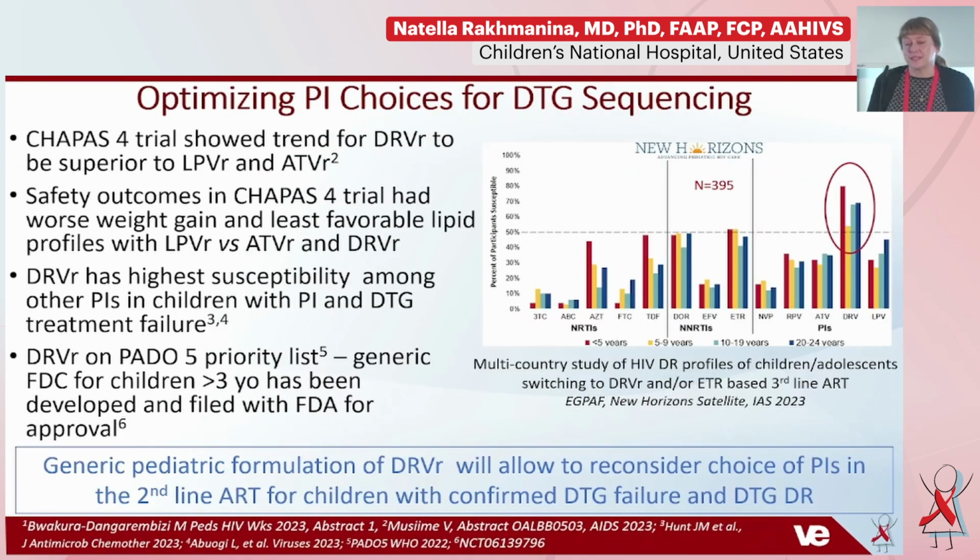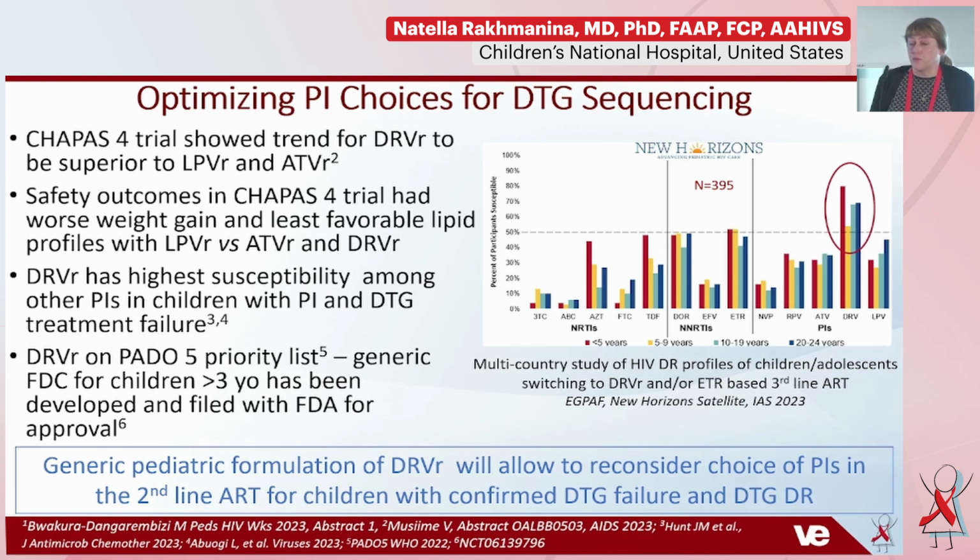adolescents and adults. Well, the CHAPAS-4 trial did not show high efficacy, but showed a trend for darunavir/ritonavir to be superior, and I would argue that there could also be some element of adherence there, because we do know that in this trial, lopinavir/ritonavir and atazanavir/ritonavir were co-formulated, and darunavir required different administration of boosted ritonavir.